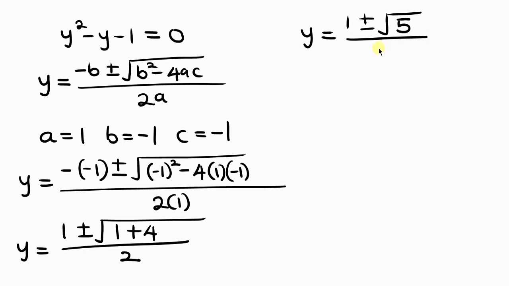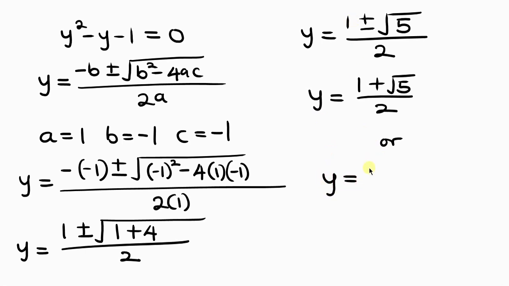So there are actually two values of y here, which the first one is y equal to 1, going with a positive, plus the square root of 5 all over 2, or the other value of y is y equal to 1. Now this time, go with the negative, minus the square root of 5 all over 2.